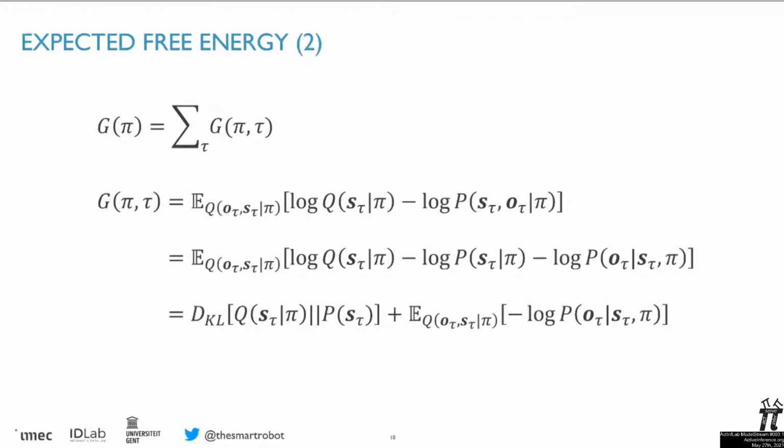And again, you can unpack this as follows. Again, you have on the one hand the log probability of your posterior model minus the log probability of your generative model, and now the difference is that you don't yet know the observations in the future. So you condition on the policy, so everything will depend on the actions you will do, and you also have to take the expectation over all kinds of outcomes you expect.